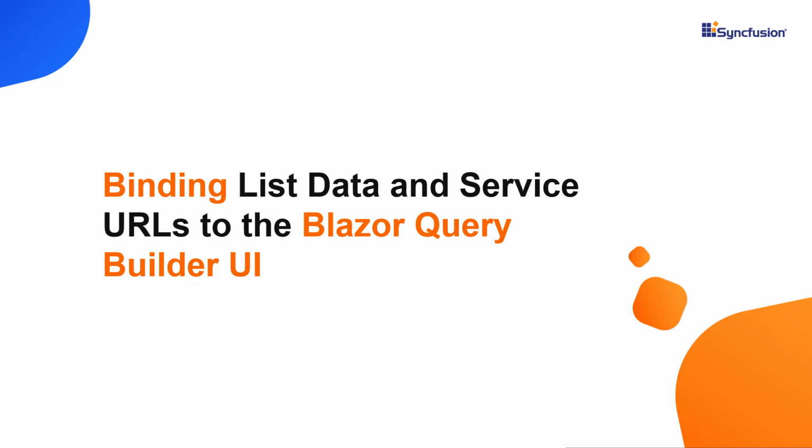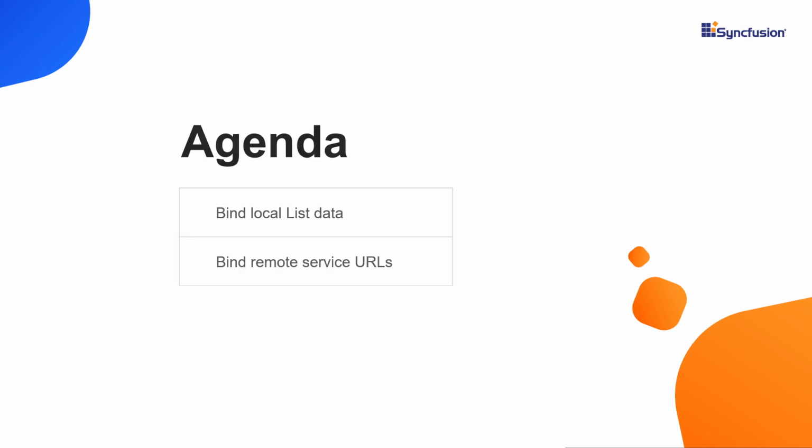Hi everyone, welcome to this video on how to bind the local list data and service URLs from a remote server to the Syncfusion Blazor Query Builder UI. I am going to show you how to bind data to the Blazor Query Builder UI in a Blazor WebAssembly application. If you want to know more about Blazor WebAssembly app and how to add Syncfusion Blazor components to it, please watch the video titled Create a Blazor WebAssembly app and add Syncfusion Blazor components, which I have shared in the YouTube card.